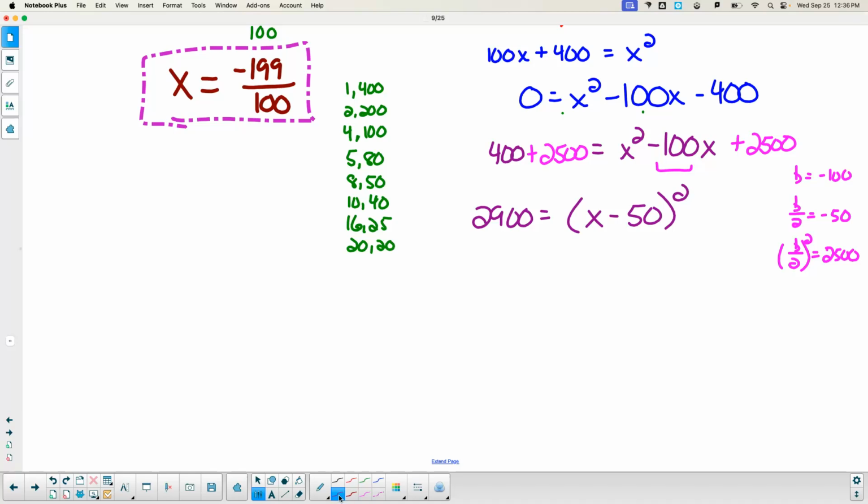Square root both sides. Is 2900 a perfect square? It's not. Can the square root of 2900 be simplified? Yes. To what? Oh, it can. 29 times the square root. What's the square root of 100? 10. So wouldn't it be 10 times the square root of 29? Because I can't take the square root of 29? Yep.